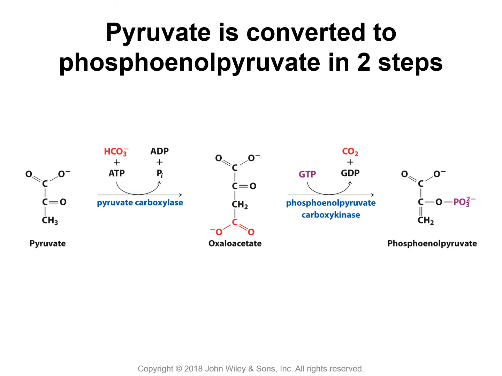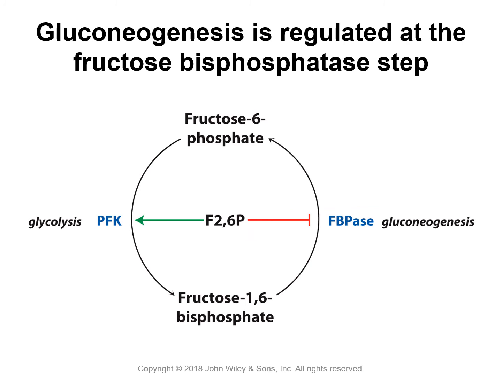Okay, on this slide you see pyruvate is converted to phosphoenolpyruvate in 2 steps. So this is what you see here on this slide. Now gluconeogenesis is regulated at the fructose bisphosphatase step, and this is what you see here. Fructose 2,6-bisphosphate is a potent inhibitor of fructose bisphosphatase, which catalyzes the opposing gluconeogenic reaction.